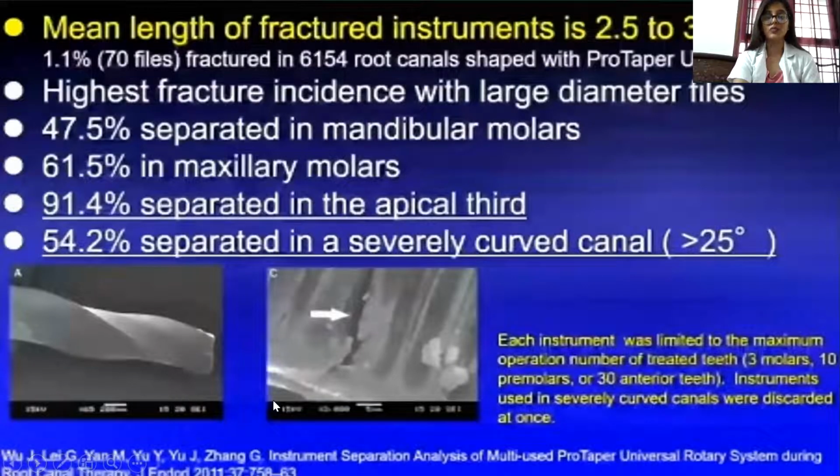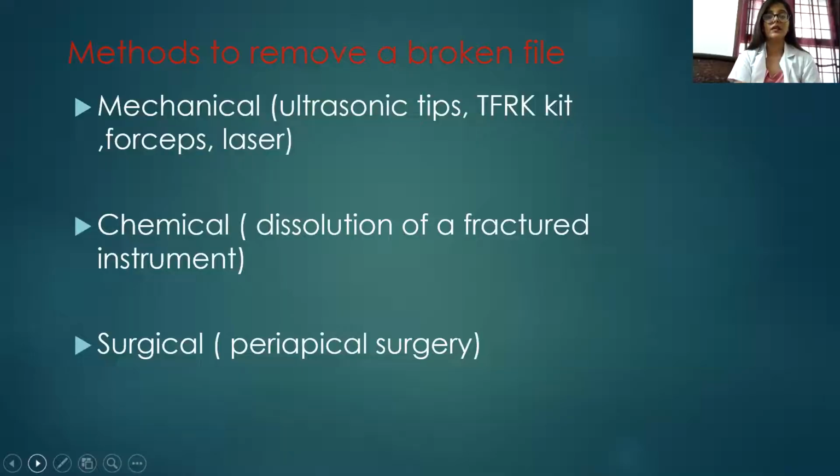A study done by UJ states that the mean length of fractured instruments is 2.5 to 3.5 mm. Highest fracture incidence is with larger diameter files. 47.5% of separated instruments are seen in mandibular molars, 61.5% in maxillary molars, 91.4% in the apical third, and 54.2% of separated files are seen in severely curved canals, which is more than 25 degrees.